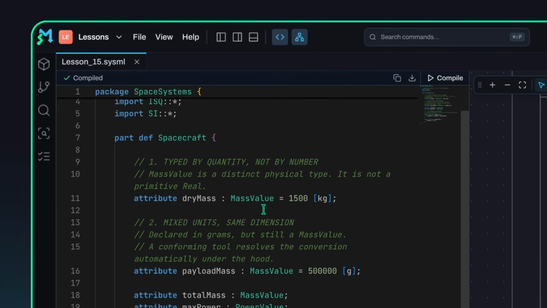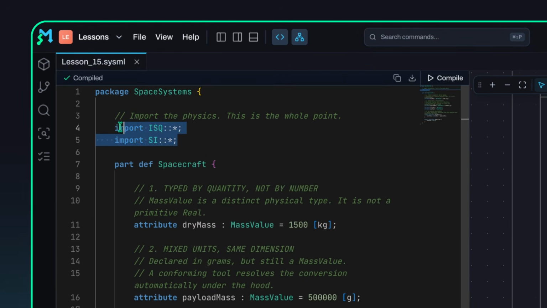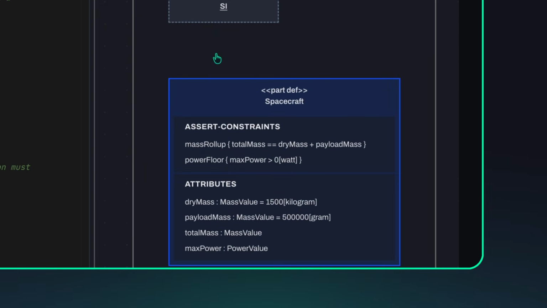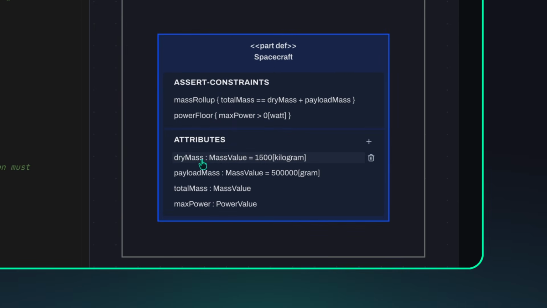Let's walk through it. The two imports bring the standard quantity kinds and SI units into the package. That is what makes MassValue, PowerValue, kg, g, and W available by name. Dry mass has the type MassValue with an initial value of 1500 kilograms. The important word here is not 1500, it is MassValue. Payload mass is also a MassValue, but its value is written in grams. 500,000 grams and 500 kilograms represent the same physical dimension. A conforming tool can resolve the conversion when it evaluates the mass rollup.